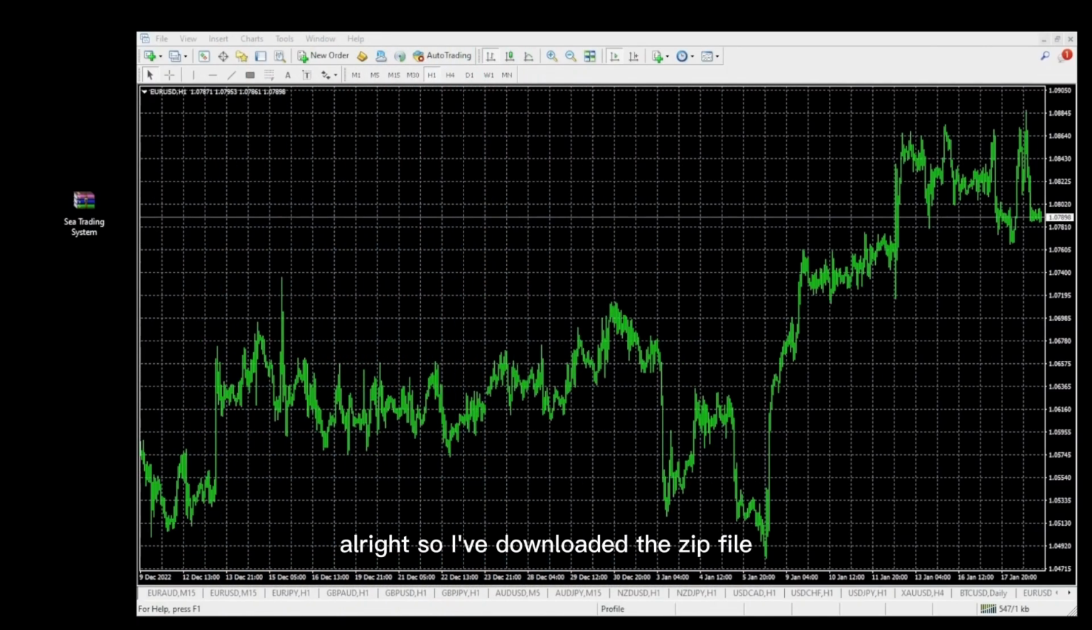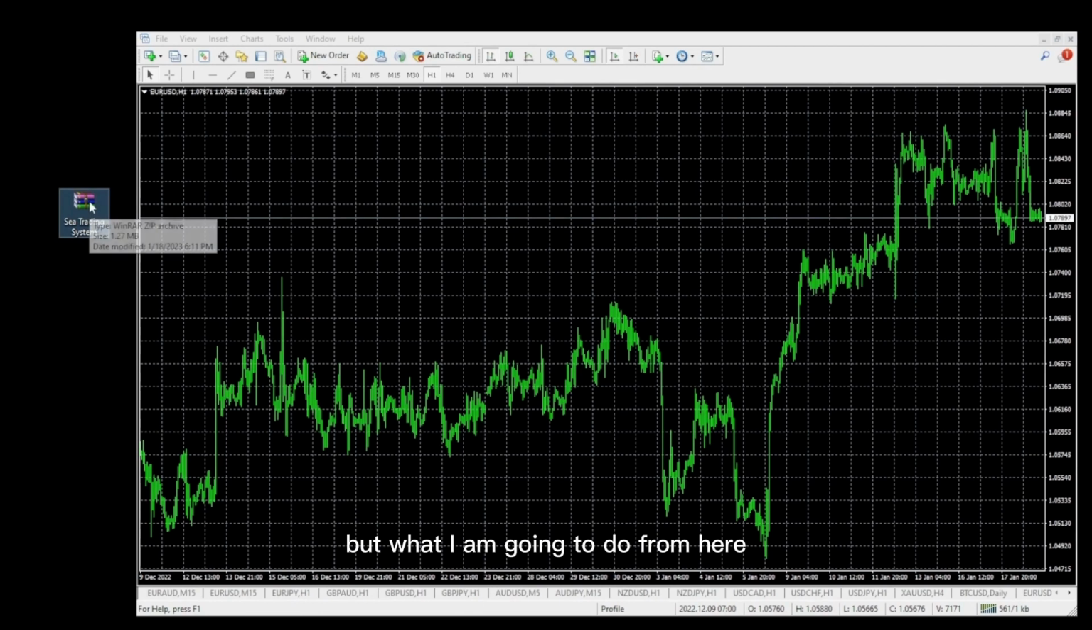All right, so I've downloaded the zip file. This is the C Trading System zip file. Now, before you even get started, I just want you to be aware that I'm using something called WinRAR. This allows me to open the zip file and manipulate the files from within that zip file. Now, you may not be able to do this. You might need to extract the files once we open the zip file. So if that's the case, then pause the video and do that. But what I am going to do from here is open the zip file.